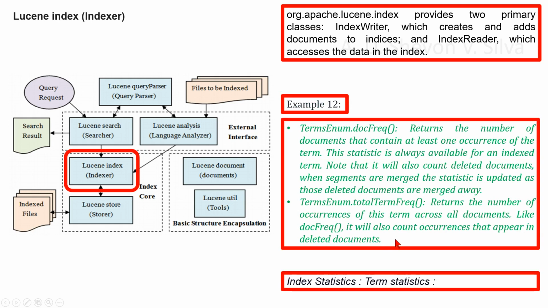Now we are considering term statistics and index statistics. The TermsEnum.docFreq method returns the number of documents that contain at least one occurrence of the term. This statistic is always available for an indexed term. Note that it will also count deleted documents until segments are merged. The statistic is updated as these deleted documents are merged away. The TermsEnum.totalTermFreq method returns the number of occurrences of this term across all documents. Like the docFreq method, it will also count occurrences that appear in deleted documents.